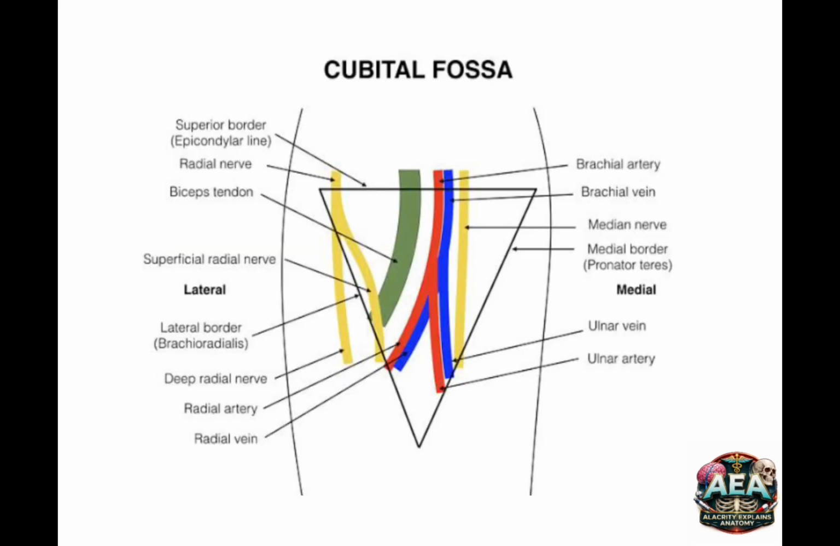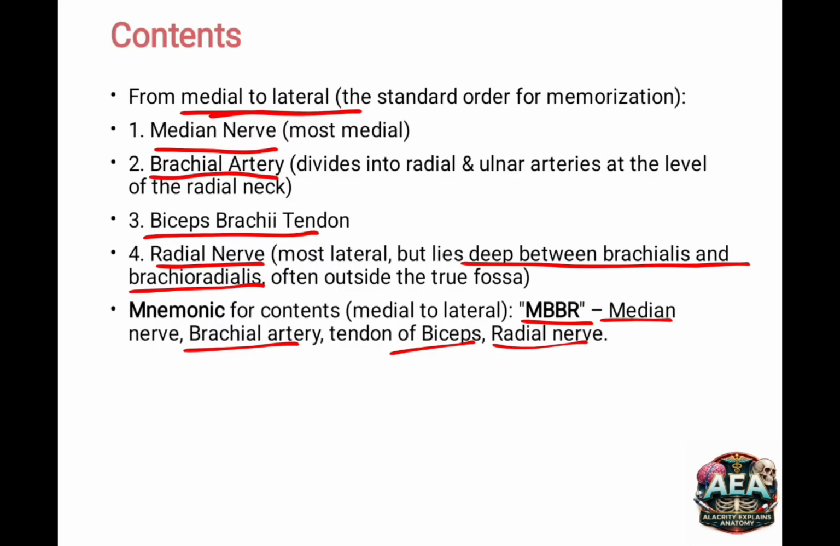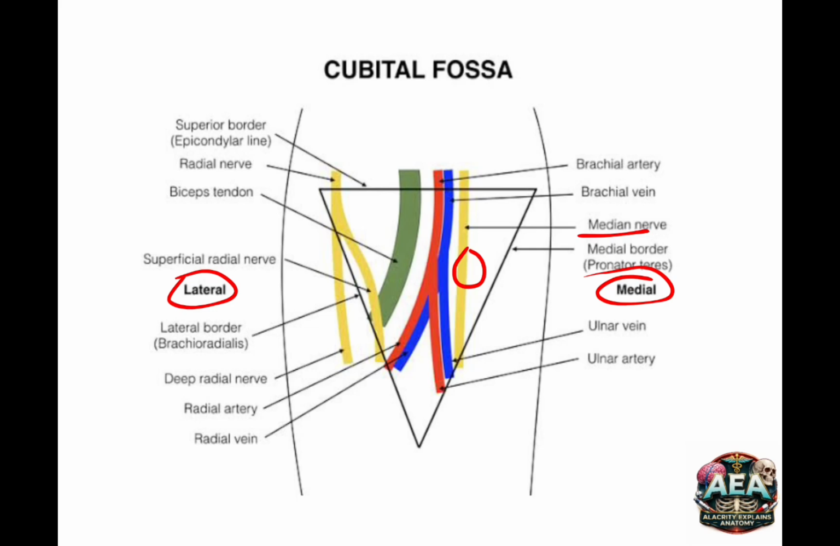Now if you look at these structures, this is our lateral side and this is our medial side. If you are looking at the contents from medial to lateral, we have the median nerve first, which is what you have here. Then the next one is your B, which is the brachial artery. We have the brachial artery here. Then your next structure is the biceps tendon. Then the last one is the radial nerve.